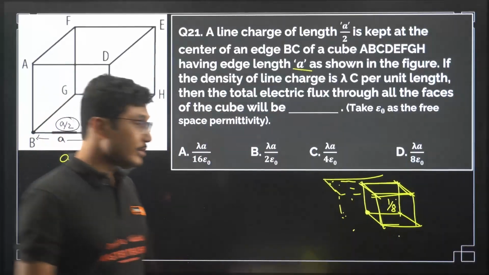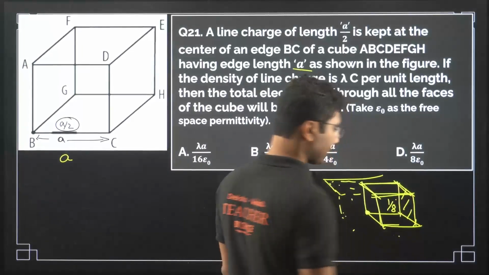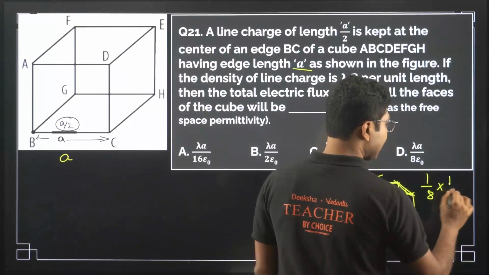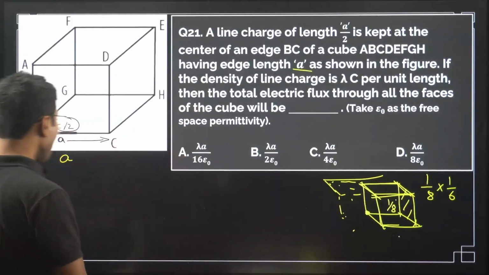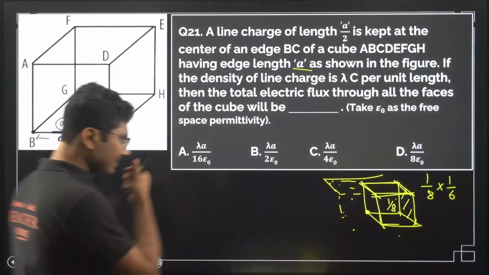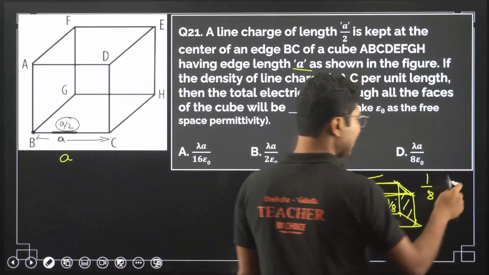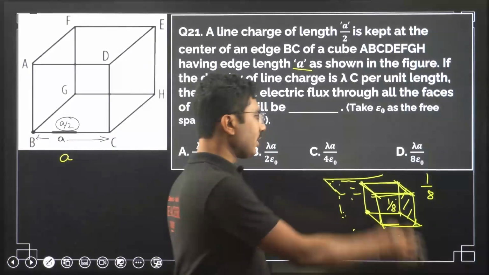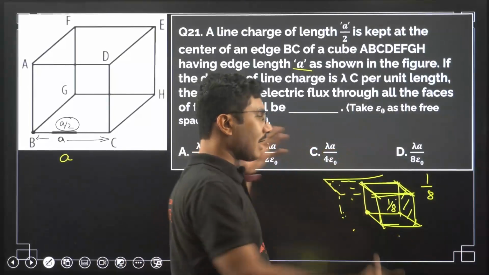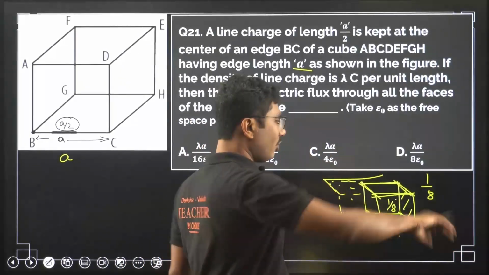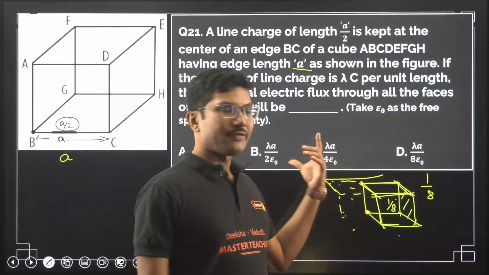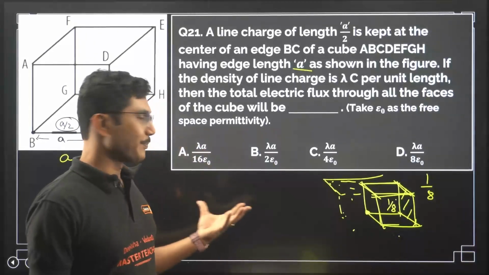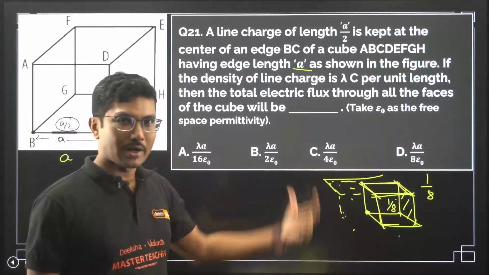In that case we were calculating the net flux through only one of the surfaces, so we had to do 1/8 into 1/6 also. But here we are trying to find the total electric flux, so only 1/8 is sufficient. So basically we have to consider a Gaussian surface which is big enough, made of 8 cubes, find the electric flux through that system, and then calculate 1/8 of it.